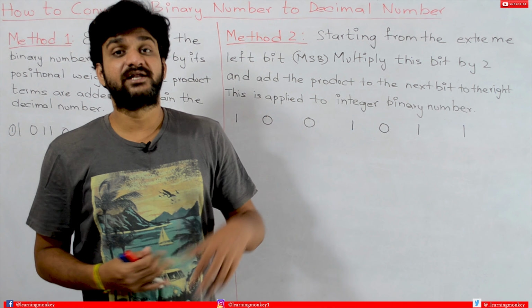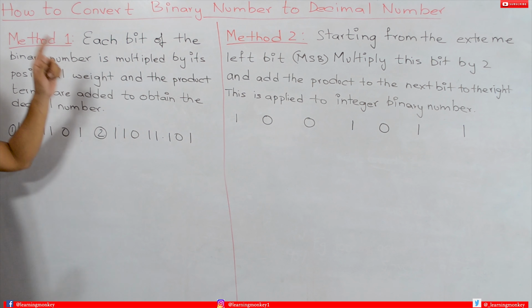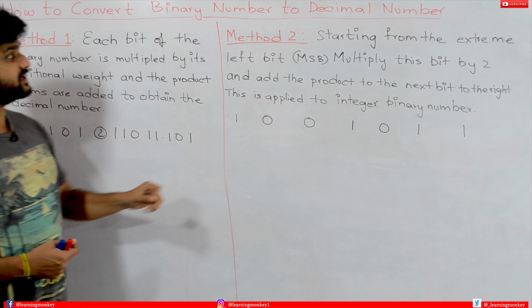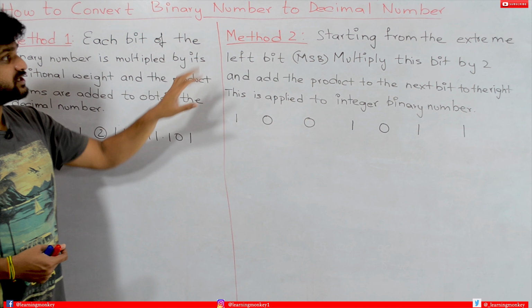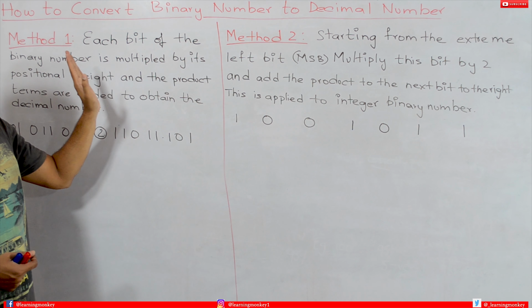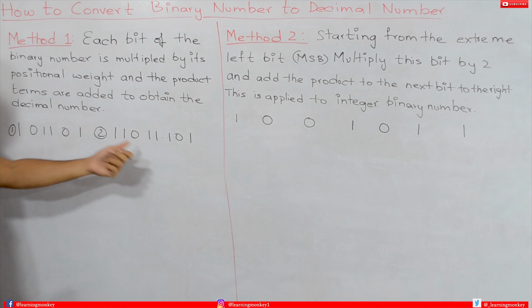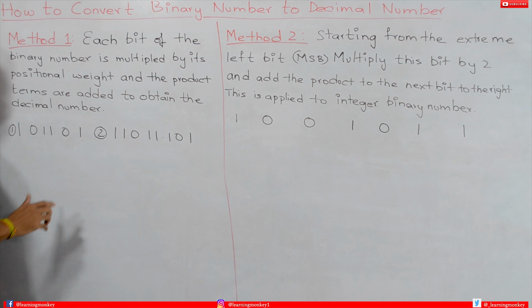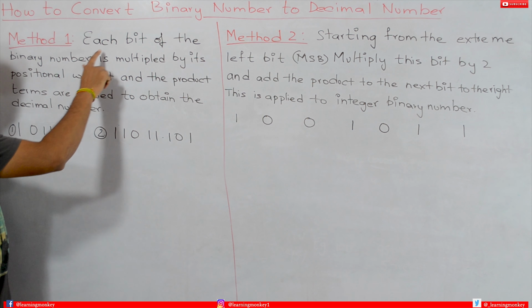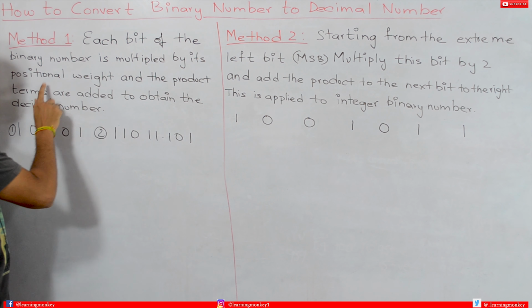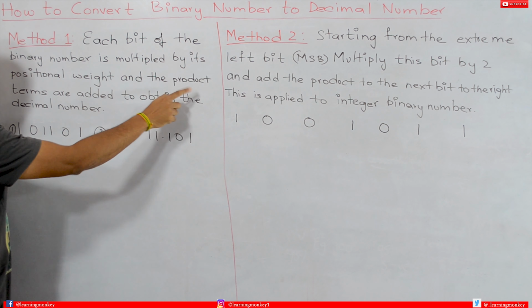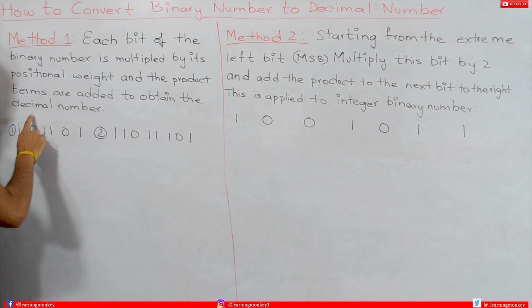So coming to this class, we have two methods to convert a binary number into a decimal number. This is the first method, and this is the second method. We will try to understand these methods using examples. The first method states that each bit of a binary number is multiplied by its positional weight, and the product terms are added to obtain the decimal number.